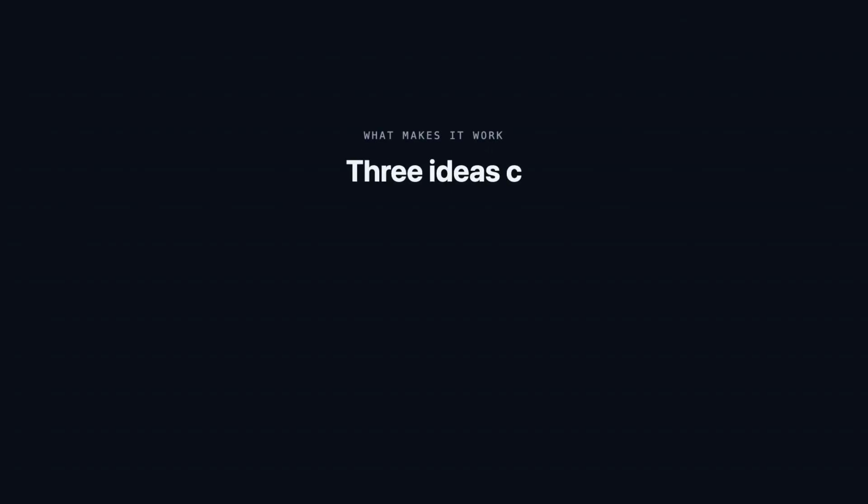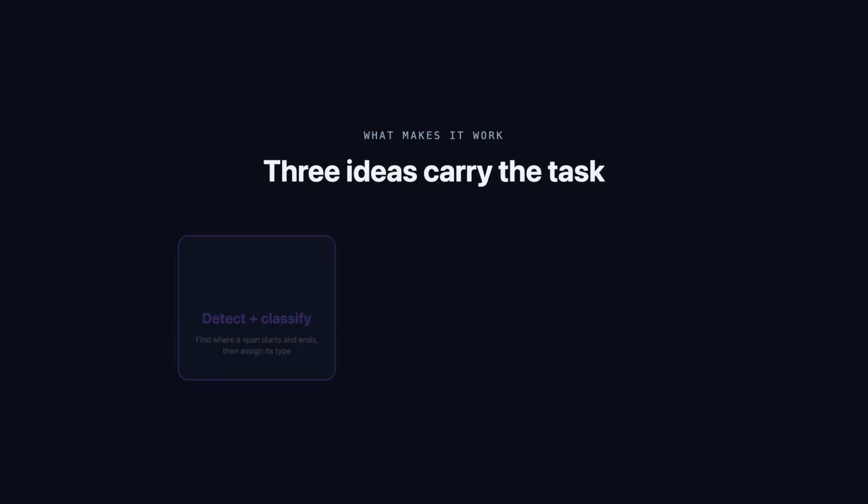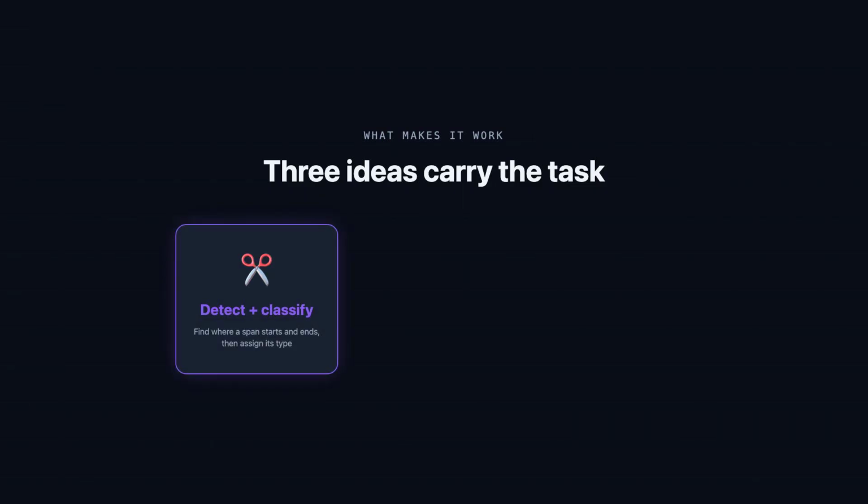Now, three ideas really carry this whole task, and they build on each other. First, NER is really two jobs stitched together. Detection finds where an entity span begins and ends, and a span can run several words, like a full company name. Classification then assigns its type. Get either one wrong and the fact you extracted is broken, so both halves have to work together.